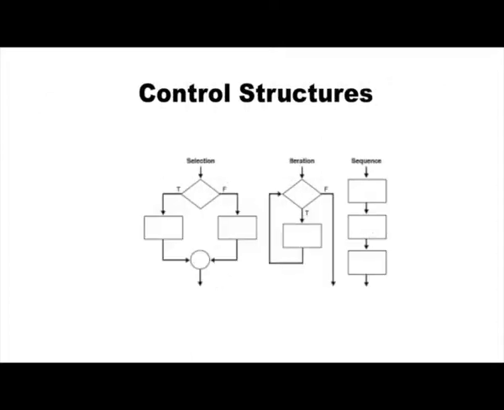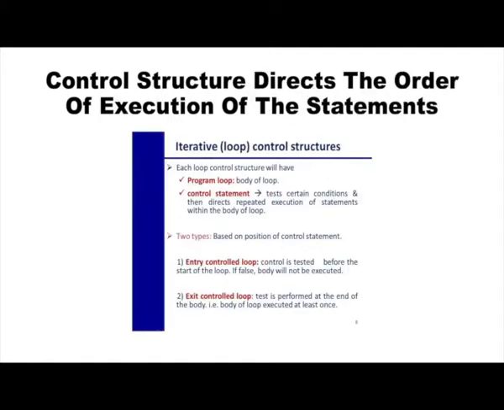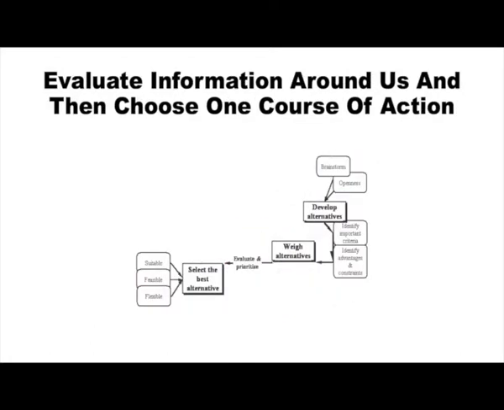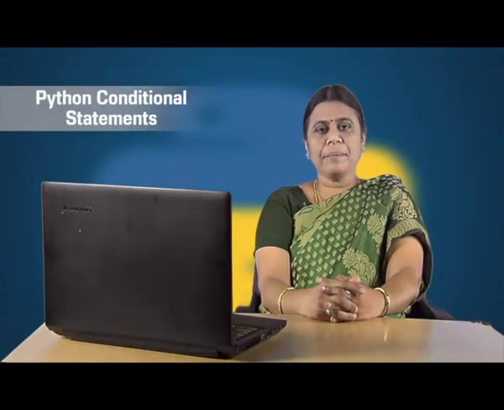That is where control structures come in. A control structure directs the order of execution of the statements in a program. In the real world, we commonly must evaluate information around us and then choose one course of action or another based on what we observe. For example, consider the sentence, if the weather is nice, then I will play in the lawn. It is implied that if the weather is not nice, then I won't play in the lawn.